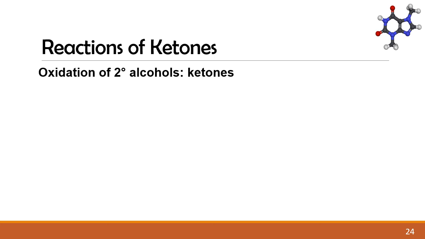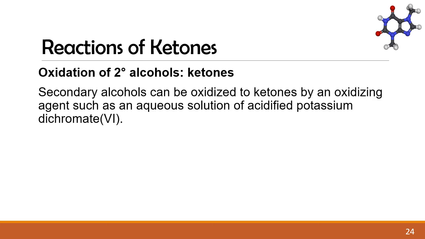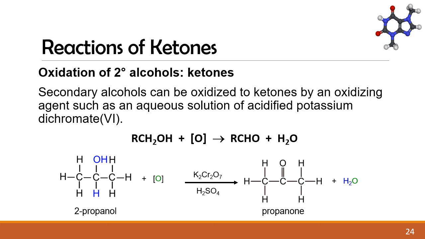Ketones are formed from the oxidation of secondary alcohols. Secondary alcohols can be oxidized to ketones by an oxidizing agent such as an aqueous solution of acidified potassium dichromate. This reaction is summarized as follows. RCH2OH plus O gives us RCHO plus H2O. An example of this oxidation reaction is the reaction of 2-propanol with oxygen, which results in the formation of propanone plus water.